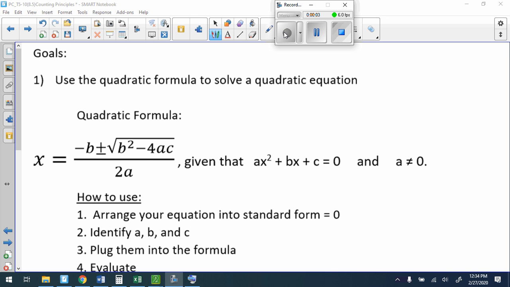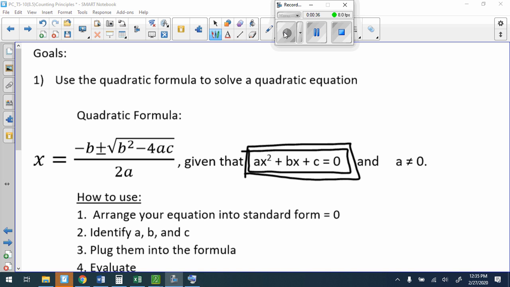Today in class we talked about how to use the quadratic formula. To begin, we can use the formula when our equation can be written in this form. That's a very important thing to understand, because this formula doesn't mean anything unless what we're working with has this form. So before we start plugging in A, B, and C, we first need to make sure that our equation is in standard form equal to 0.